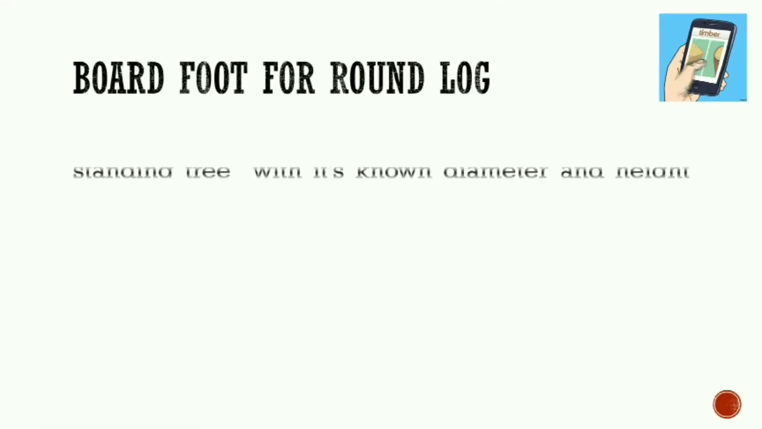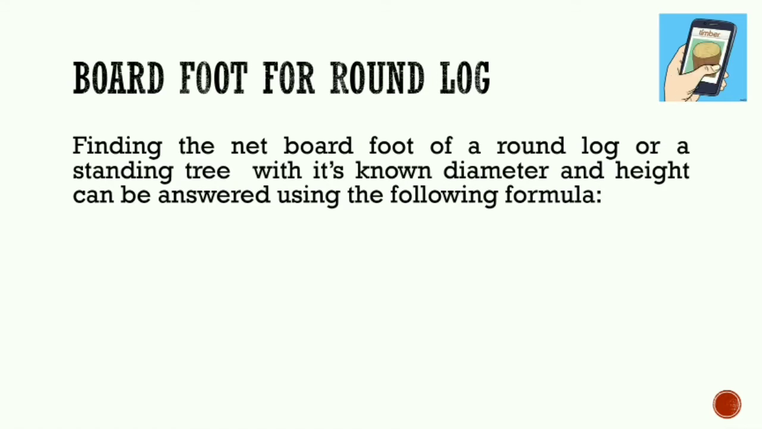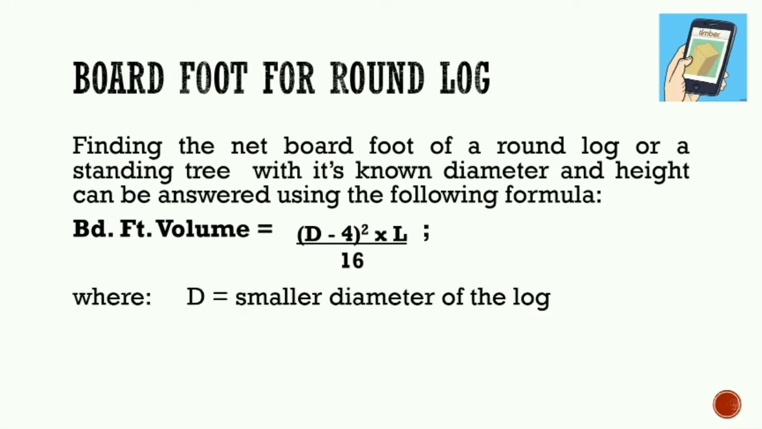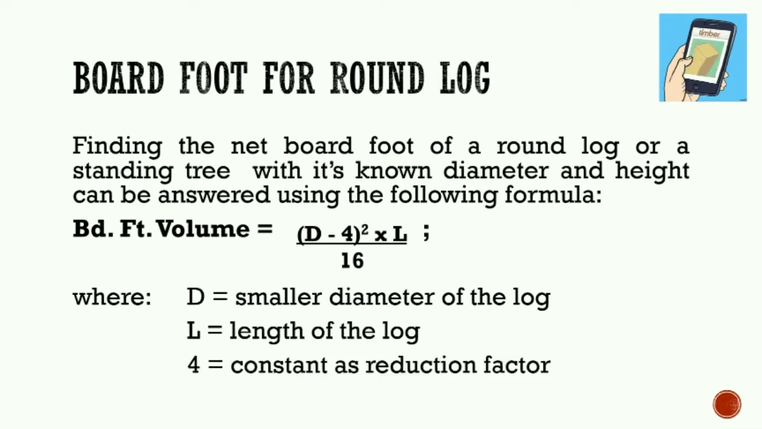Board foot for round log. Finding the net board foot of a round log or a standing tree with its known diameter and height can be answered using the following formula. The board foot volume for a round log is the quantity (D minus 4) squared times L all over 16, where D is the smaller diameter of the log, L is the length of the log, and 4 is the constant reduction factor.